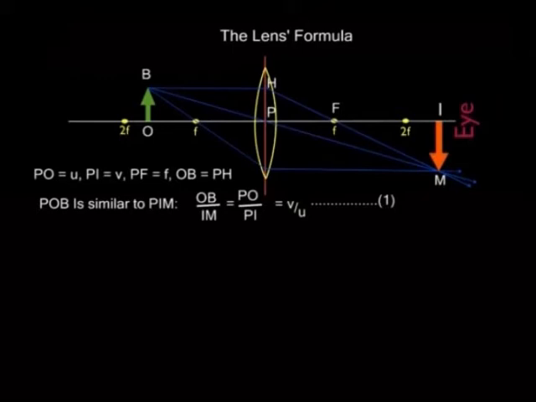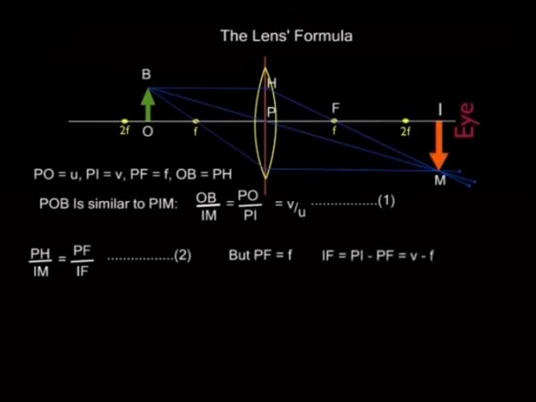Similarly, triangles PFH and IFM are similar, and so PH over IM is equal to PF over IF. But PF is equal to F, the focal length. IF is equal to PI minus PF, which is equal to V minus F. Substituting these values in equation 2, OB over IM is equal to F over V minus F. Combining equations 1 and 3, U over V is equal to F over V minus F.